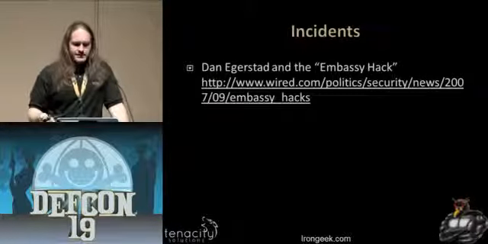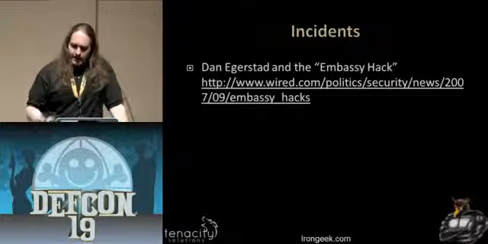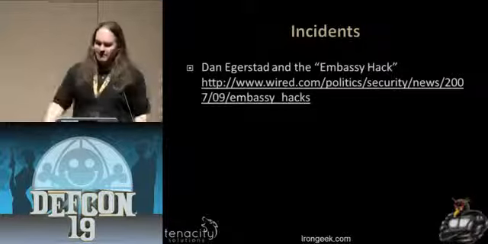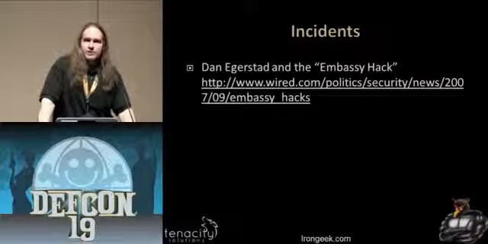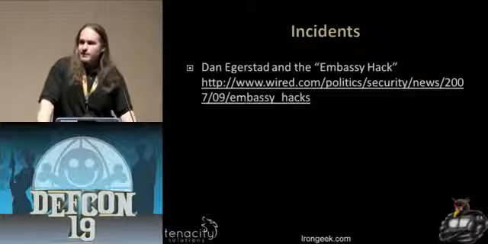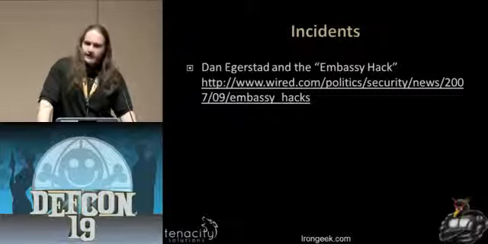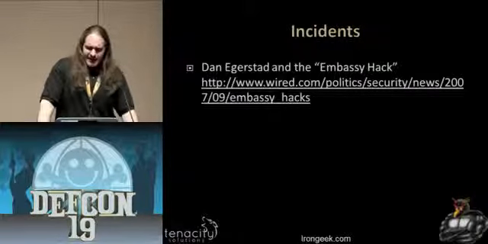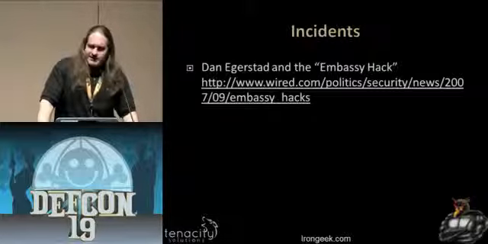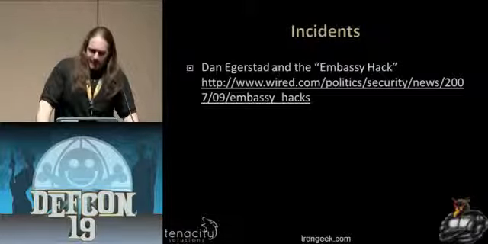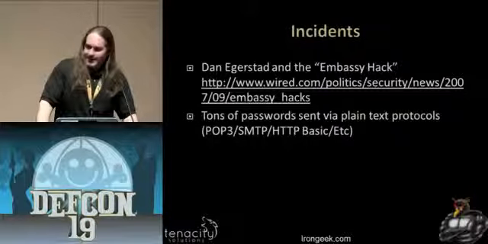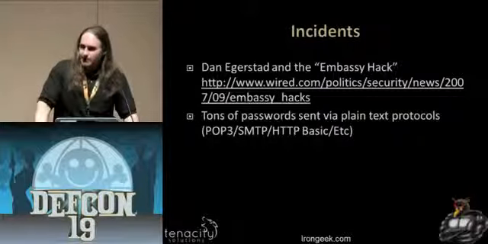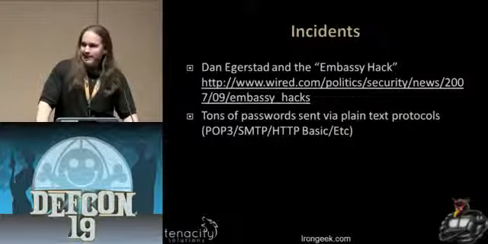A few instances: Dan Egerstad, the whole embassy hack, as it was called back in 2007. Essentially, a bunch of workers at embassies were using Tor to tunnel out of the host country so they could do things anonymously. Unfortunately, the things they were doing didn't lend themselves to being particularly anonymous. The host country may not have been able to directly spy on the communications, but when you're using POP3, SMTP, HTTP basic authentication, and other plaintext protocols, the person sitting there on that exit point can sniff it.